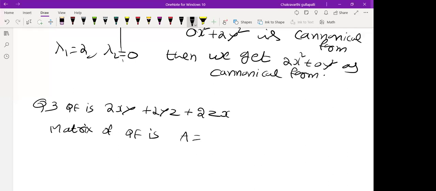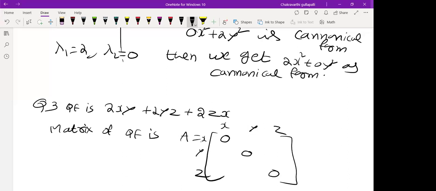A is equal to, how to get it from xyz, xy? How will you know what is the order? How many variables are there? 3 variables. So it is 3 by 3. Earlier we had 2 variables, so 2 by 2. Now, here x into x, x square is not there, so 0. Y into y, y square is not there. So diagonally 0.